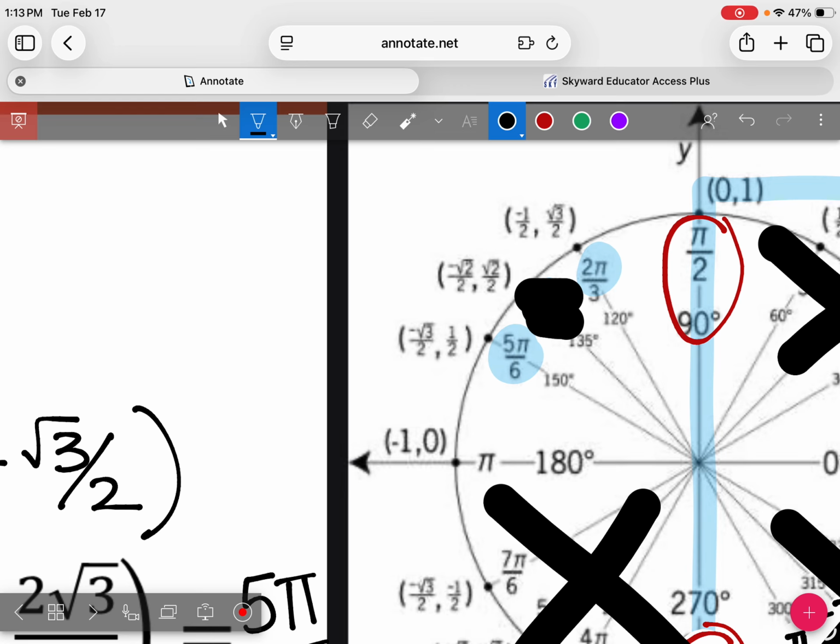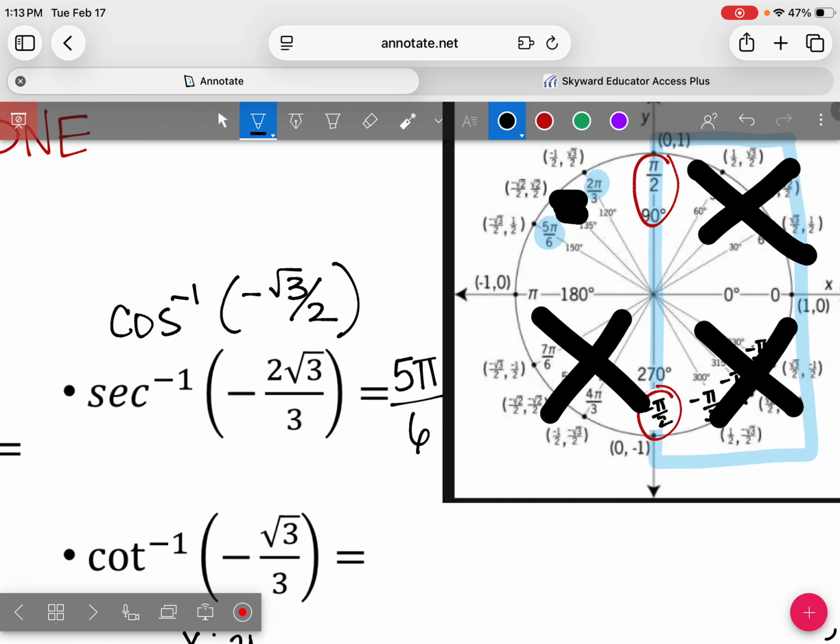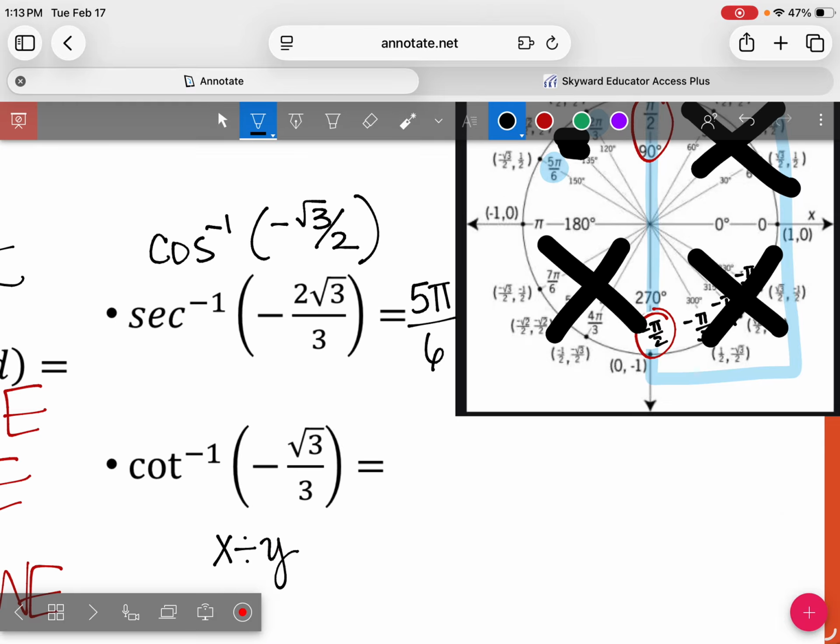So let's pick one of those to test it. Who wants to test 2 pi over 3? Who wants to test 5 pi over 6? All right, let's test 5 pi over 6. So let's figure out what the cotangent of 5 pi over 6 is. We're trying to see if that gives us negative root 3 over 3. So cotangent is going to be x divided by y, right?